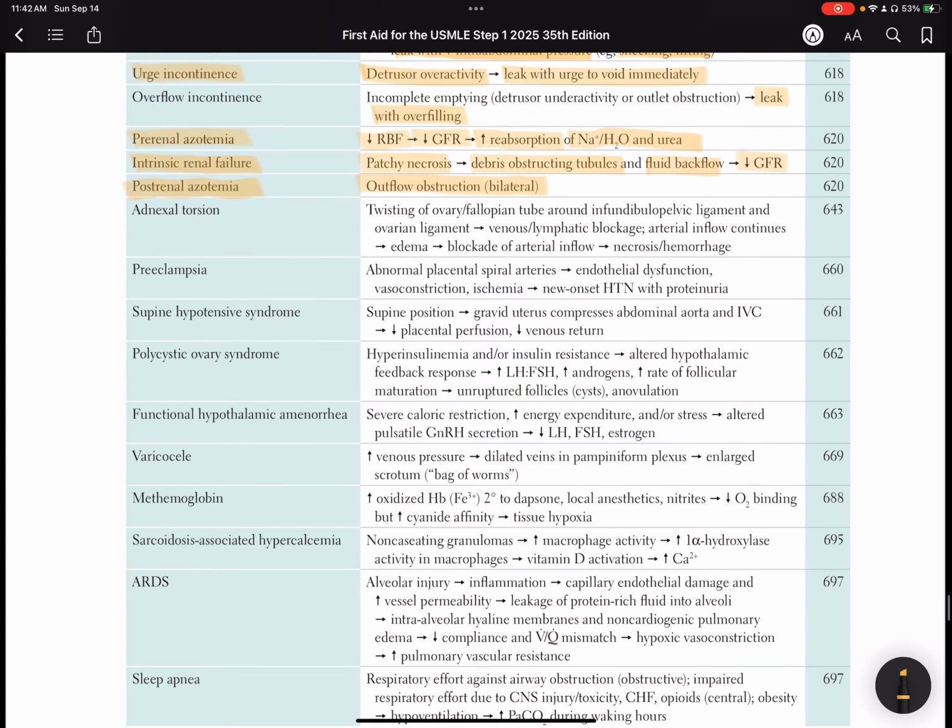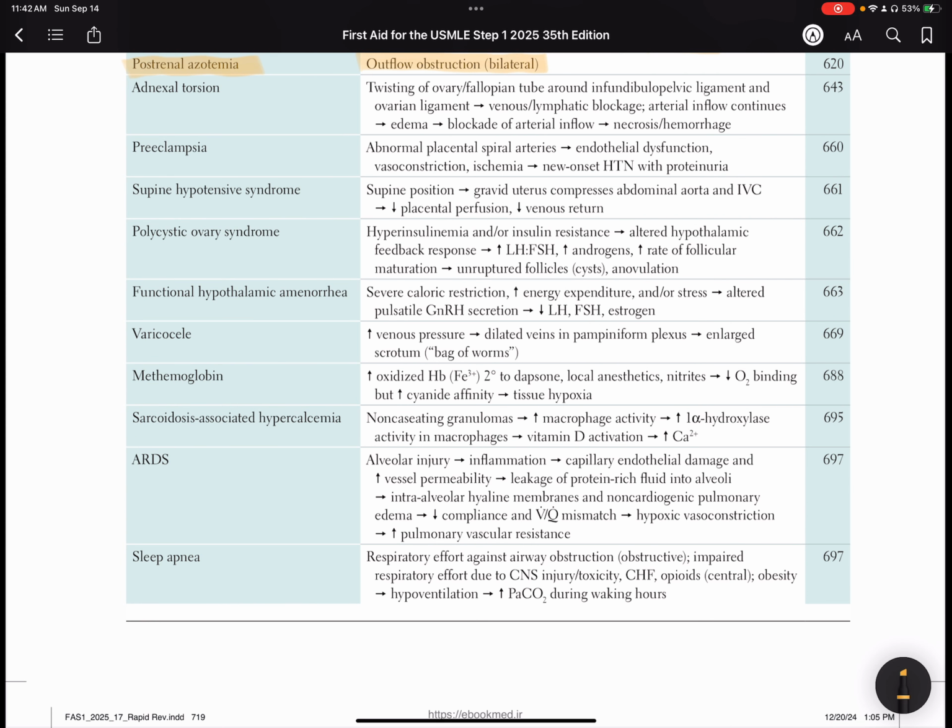Next condition is adnexal torsion. Adnexal torsion means ovarian torsion, twisting of the ovary or fallopian tube around the infundibulopelvic ligament and ovarian ligament. This leads to venous lymphatic blockage. Arterial inflow continues, causing edema. Blockade of arterial inflow leads to necrosis and hemorrhage.